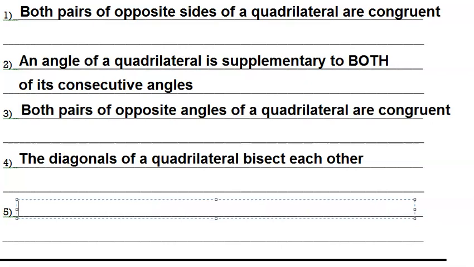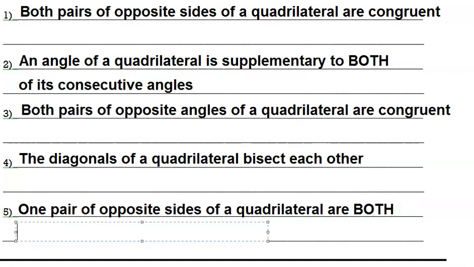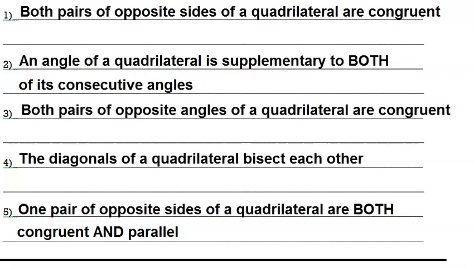Last but not least in this section, if one pair of opposite sides of a quadrilateral, this one's new, are both congruent and parallel. So that one's a new one. We're going to bring that up here in just a minute when we see our pictures from the back. So essentially, if one of the pairs is both parallel and congruent, so you're going to look and you're going to see 2 symbols. You're going to see the congruent symbol and you're going to see the arrows. That means it is a parallelogram.